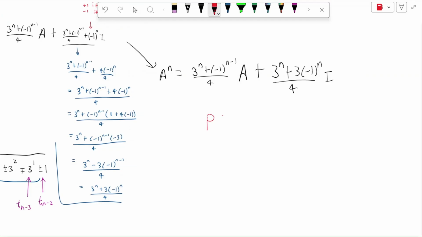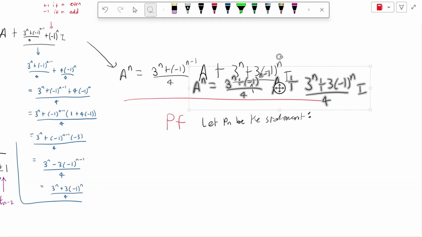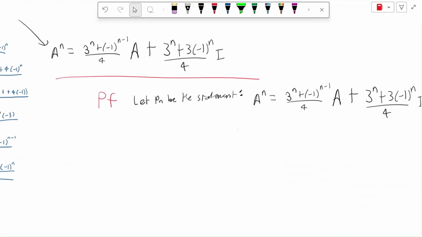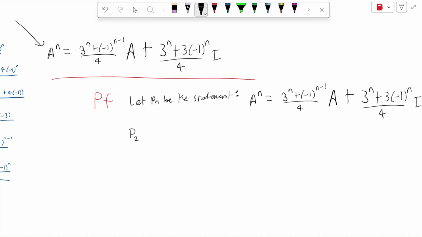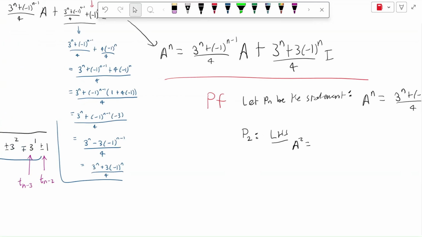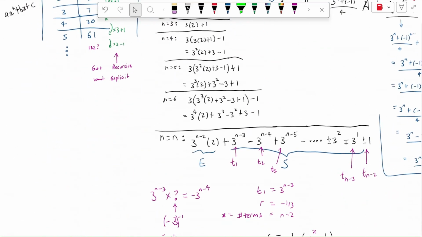Okay, let's look at the proof. Let P(n) be the statement. Now that statement is going to be this exact thing again. There it is. So we're going to start from P(2). Okay, so on the left-hand side, we're going to get A squared. We're sort of given what A squared was in this question. So 2A + 3I.